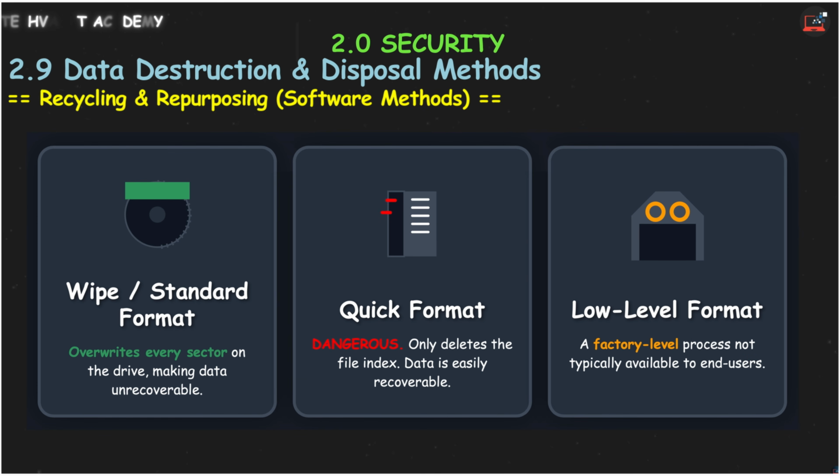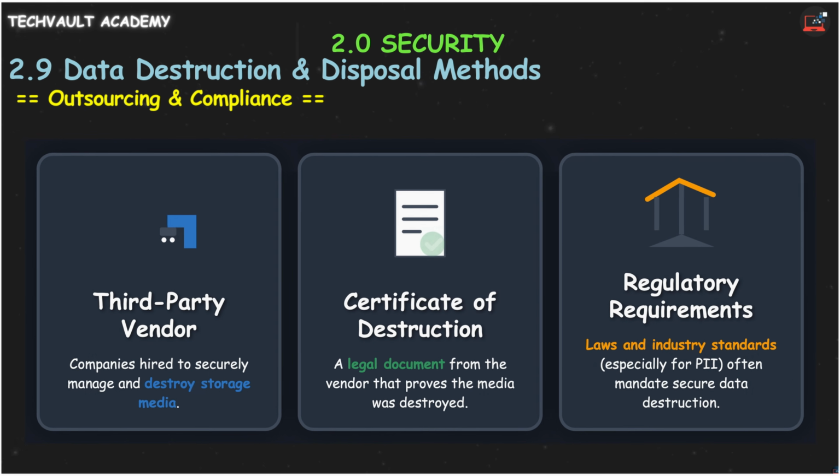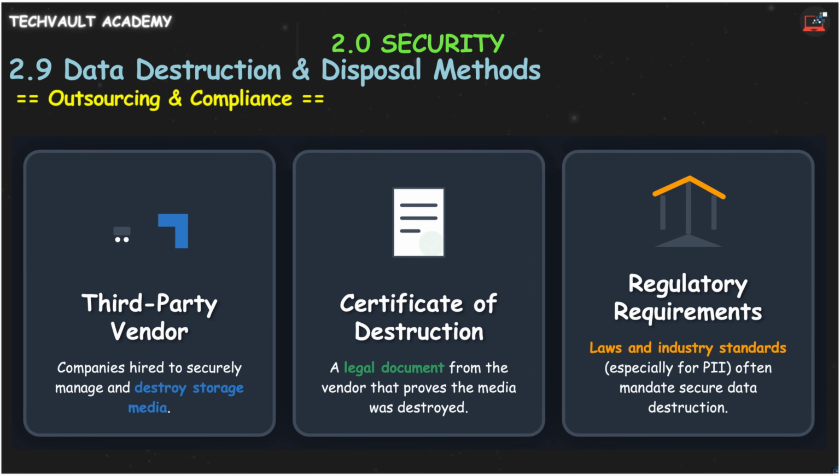For large organizations, destroying thousands of drives is a massive job, so they often outsource it to a specialized third-party vendor. When doing this, it's absolutely critical to get a certificate of destruction. This is a legal document that serves as an audit trail, proving that your specific drives were received and properly destroyed. This certificate is essential for complying with legal and regulatory requirements, especially when dealing with sensitive, personally identifiable information, or PII.